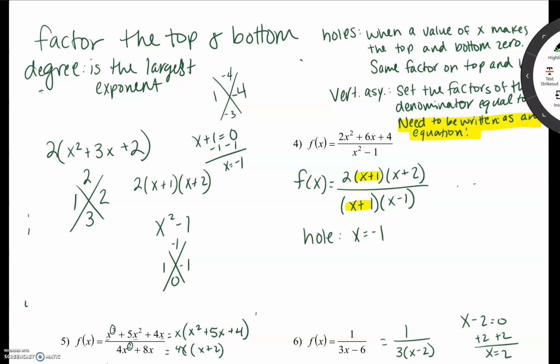Now our vertical asymptotes. So we've already used x plus 1 for a hole, so that's not going to be an asymptote. We're only going to use the other. So to find my vertical asymptote, what do I need to do with the factors in the denominator? Correct, set them equal to 0. And what's going to be my vertical asymptote? Right, 1.